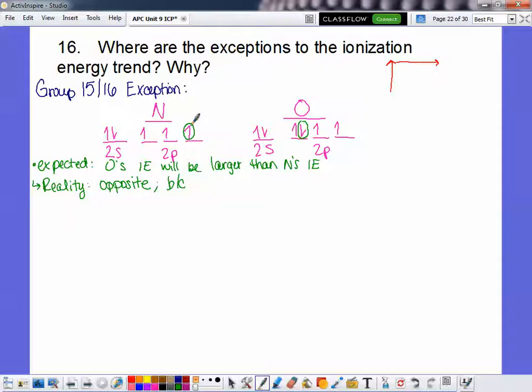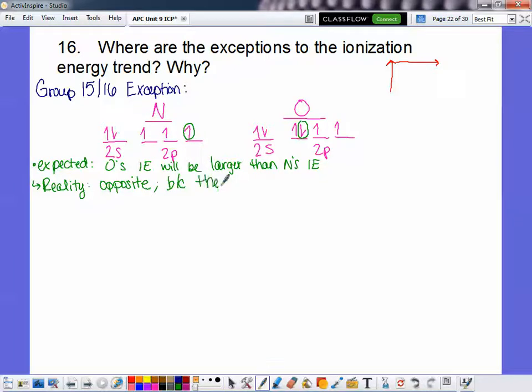Also, remember how we talked about the exceptions with electron configurations last class, like chromium and copper? It's a little bit more stable to have a half-filled sublevel than a partially filled one. That nitrogen orbital diagram is just a little bit more stable. It's a little more happy. So let me write that down.